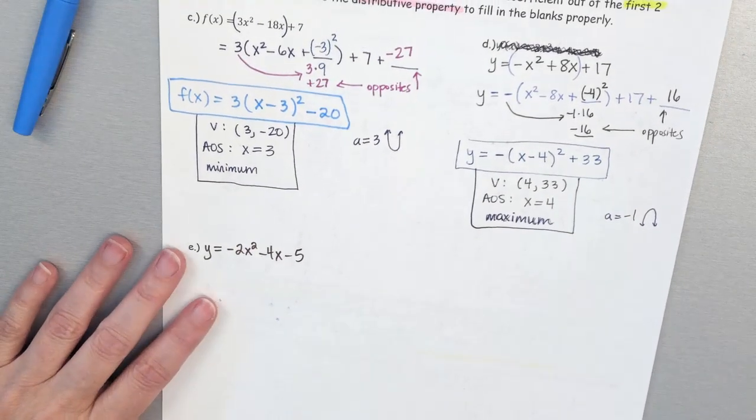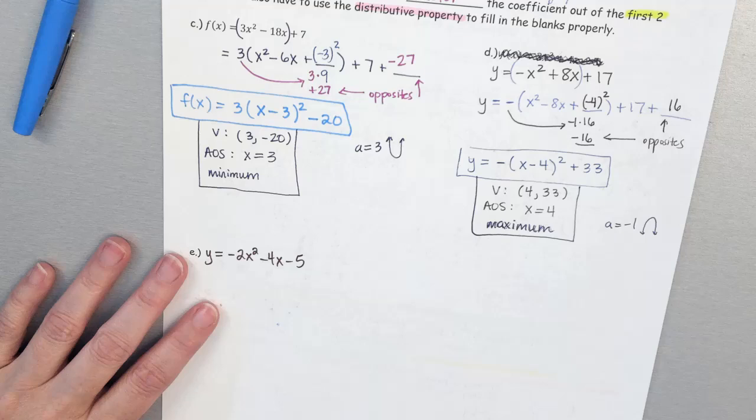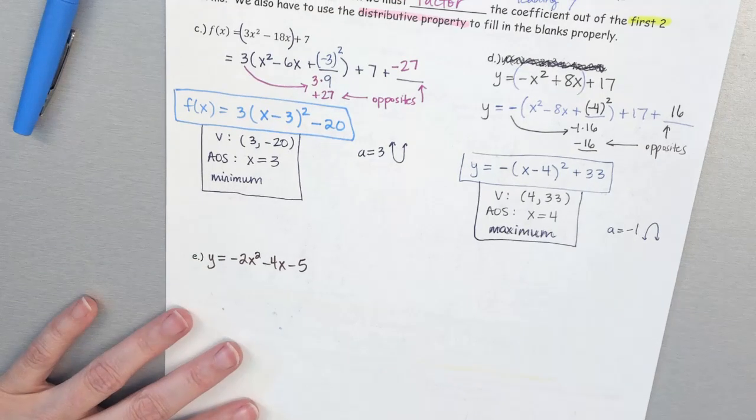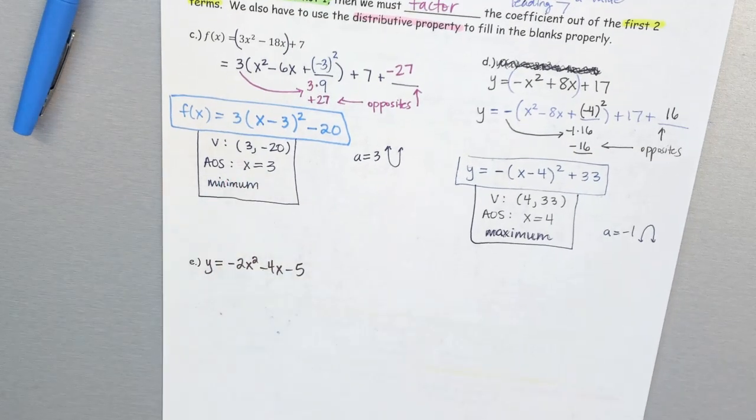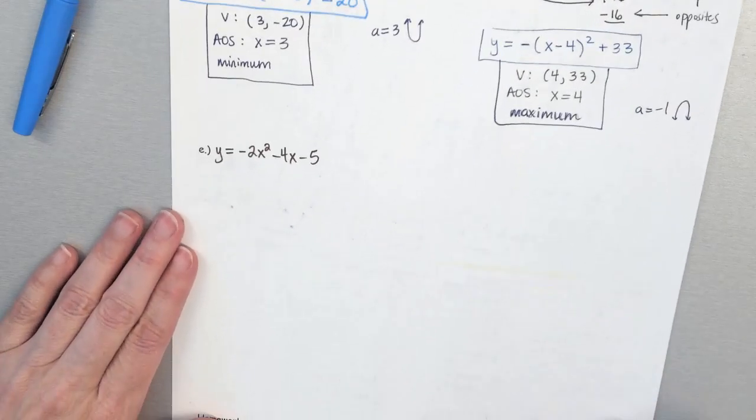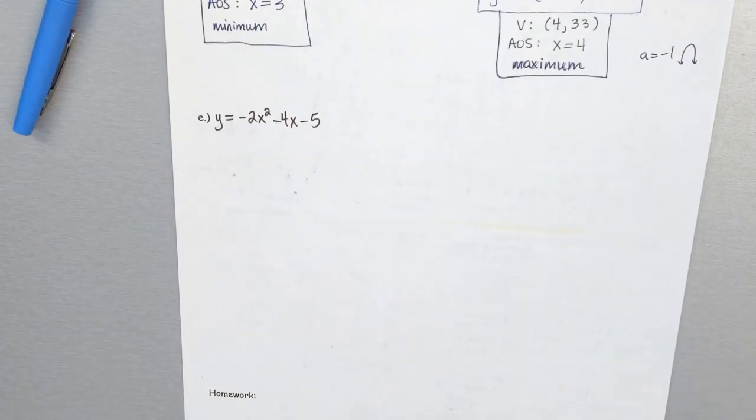Okay, and then if you were doing this on a test or a quiz and you were unsure, what's another way you could check to make sure you have the right vertex? Or if you don't have your calculator, how could you find your vertex? How do you find the x-coordinate of your vertex? All right, think about it. Let's do C.